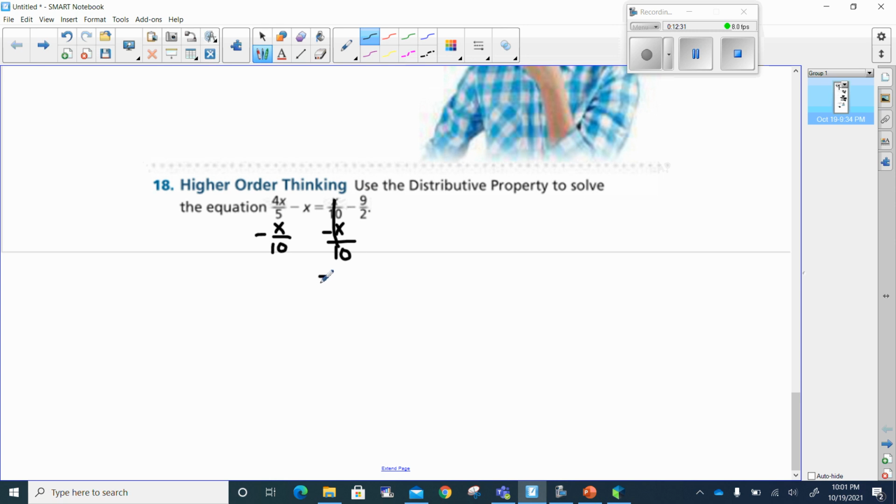Let's rewrite our problem. We have negative 9 over 2 over here. Now over here, we're going to have 4x, 4/5 x, I should say. And believe it or not, 4 over 5x is the same as 4x over 5. Then we're going to have minus x. We're also going to have minus x over 10.